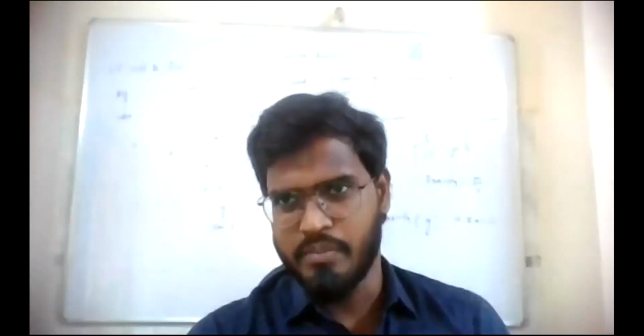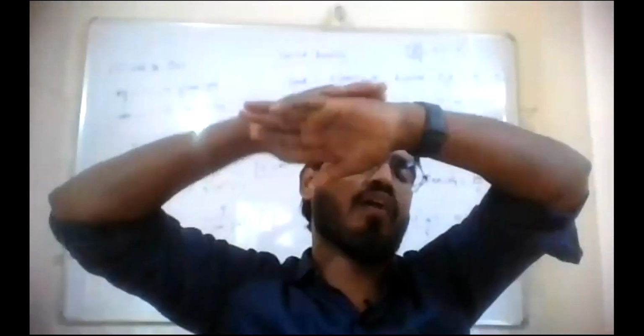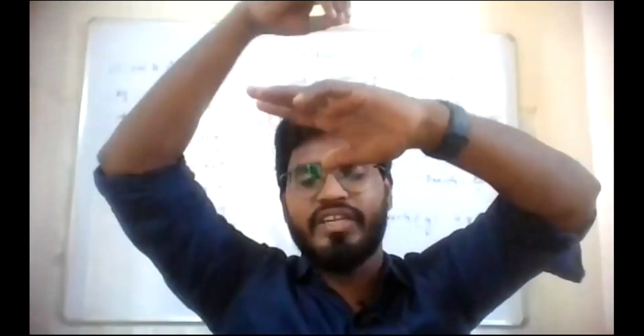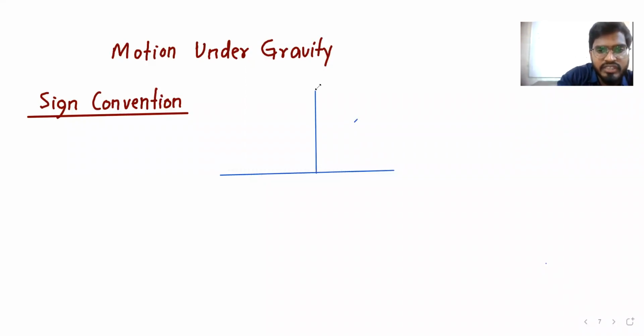Here sign convention is important, guys. Remember, suppose this is the reference line. If you are going above the reference line, then anything like displacement, velocity, acceleration is going to be positive. If anything is coming below the reference line, then it is negative. That is really important. Let's see what I want to say here.